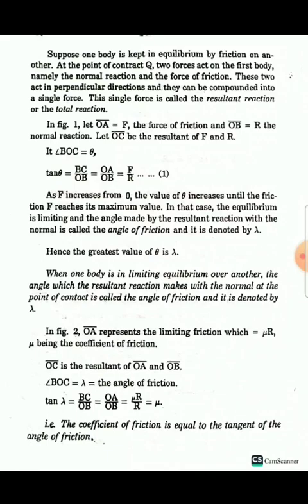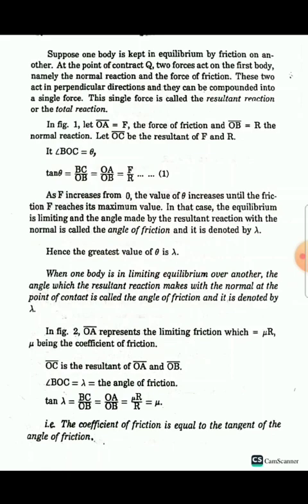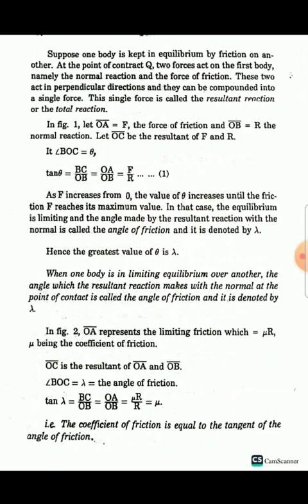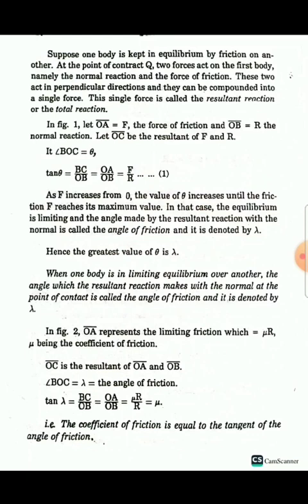Now take tan theta is equal to BC divided by OB for the triangle BOC. BC is equal to OA because opposite sides are equal. OA is nothing but the friction F and OB is nothing but the normal reaction R. So we get tan theta is equal to F by R. This is equation number 1. As F increases from 0, the value of theta increases until the friction F reaches its maximum value.